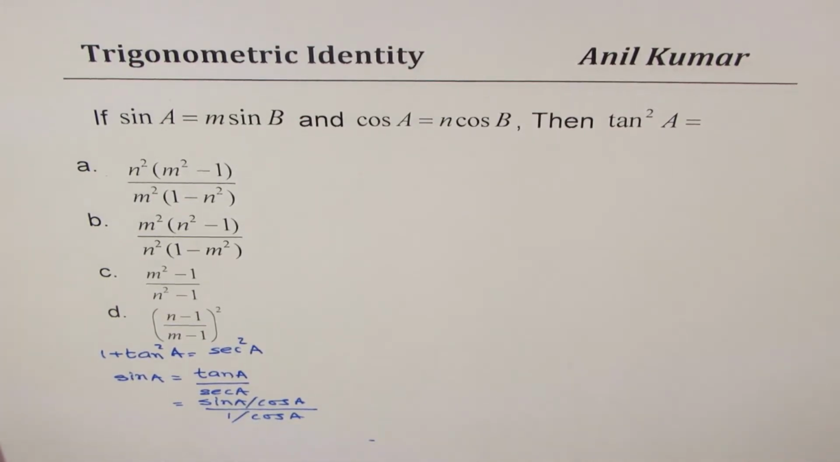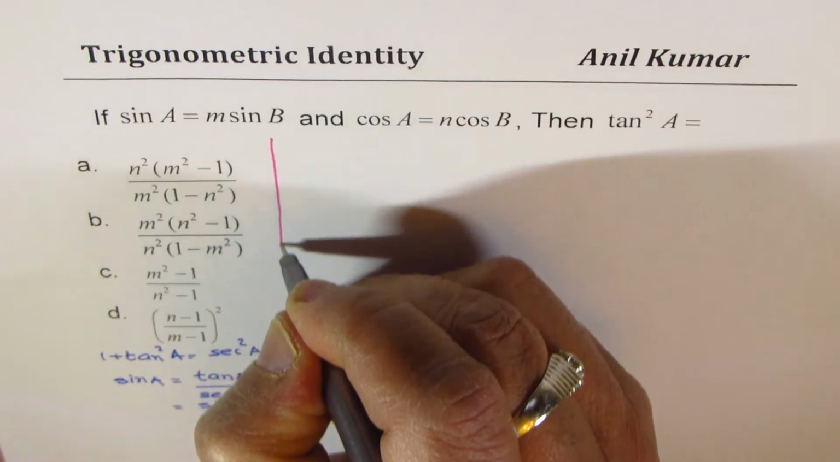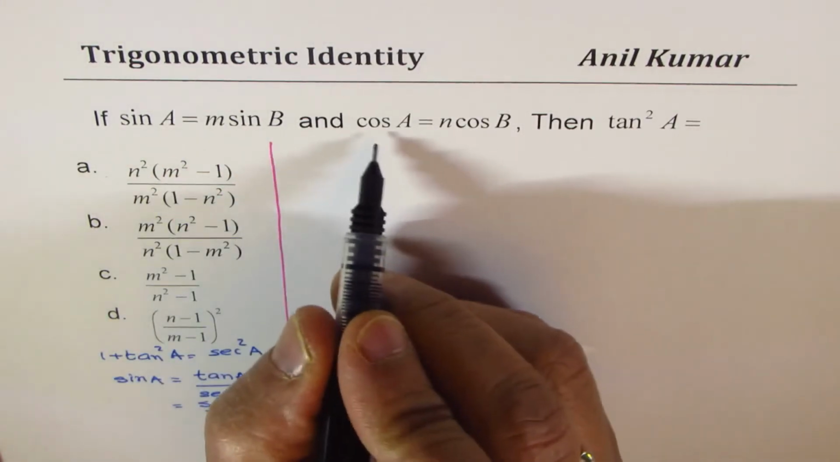So with that, you could easily figure out what tan square A should be when you are given sine and cosine. So let us see how to solve such questions. We have 4 or 5 of similar kind. You should go through this playlist and understand the techniques. We are given sine A and cos A.